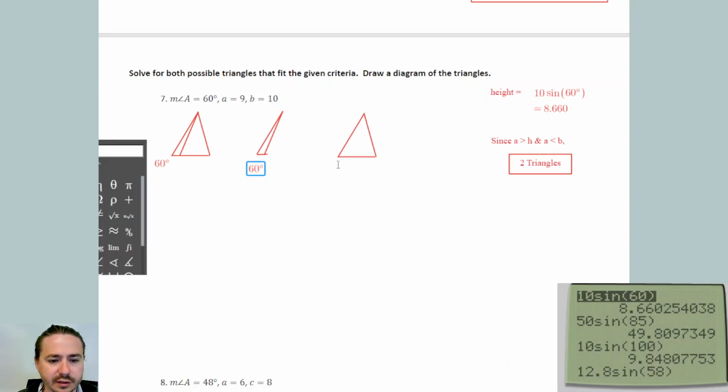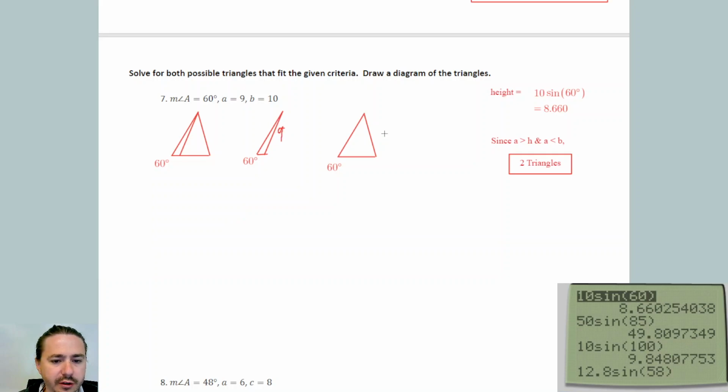So 60 here, 60 here, 60 here. It's that bottom left corner, that angle right there, 60 degrees. And then the side opposite is 9, and so that could be this one, it could be this one. So in other words, it's one of these two. It could be either one. And the B is 10. So this side is 10 in every case. It's really just this opposite side that could be leaning down at the left or down to the right, and there's enough room either way for it to be 9.